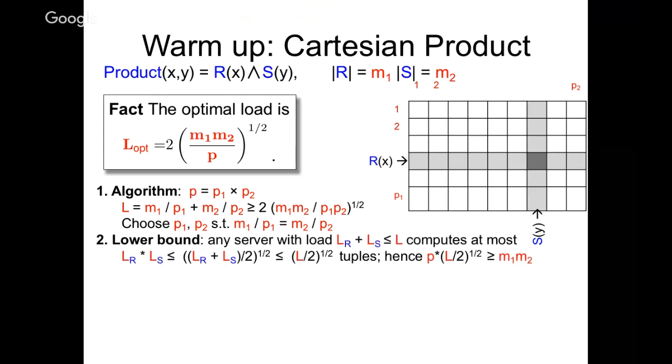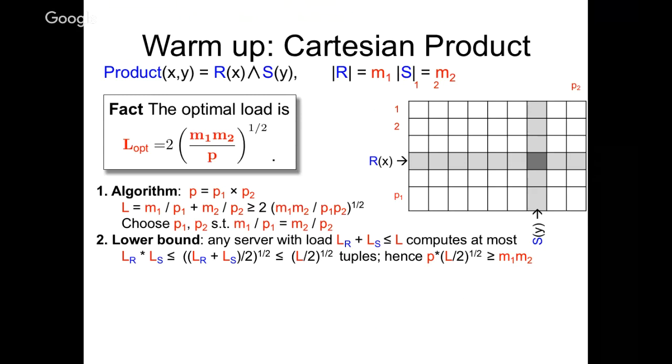It's also quite easy to prove the converse: any algorithm requires this load. You can prove this by reasoning about how many tuples a server receives from R and how many tuples it receives from S. It can output at most their product, which is less than their sum squared divided by 2, to the power 1/2. So it can output at most L squared divided by 2 tuples, where L is the load that you have allowed for that server. Multiply it by P servers, and we get our bound. Good. A very simple formula. And it's very easy to prove.